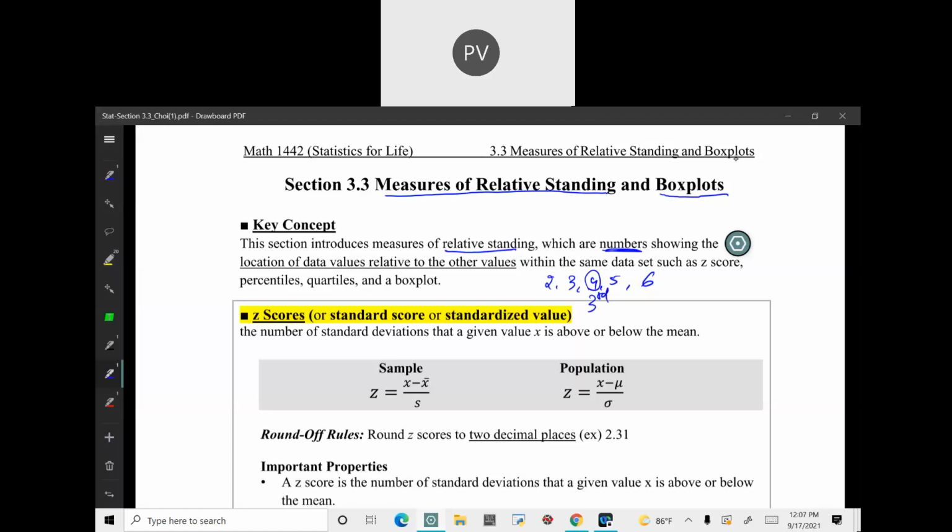So likewise, we will have to obtain location values for other data values. So to do that, we have z-score, percentiles, quartiles, and a box plot. So we can measure the location of a data value using all these measures. And this is important. Z-score. You will definitely have one question in your test 1 on this. Okay?